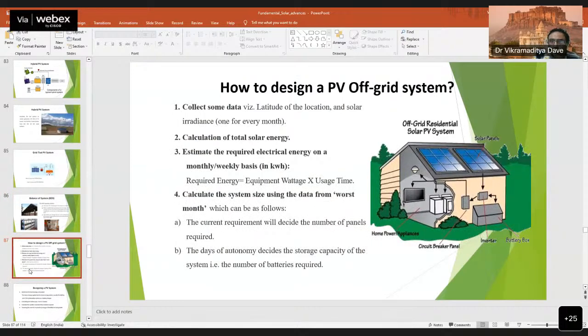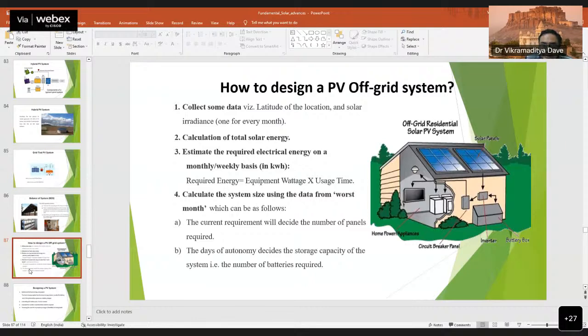Now, how to design a PV off-grid system? Okay, so just a few steps are there which you should know. Collect some data. During our practical classes, we will go for some design exercises also. But at present, in the theoretical class, I will just give some steps on how to design an off-grid standalone system. So we have to collect some data, for example, the latitude of the location and solar irradiation. Then we have to calculate the total solar energy.